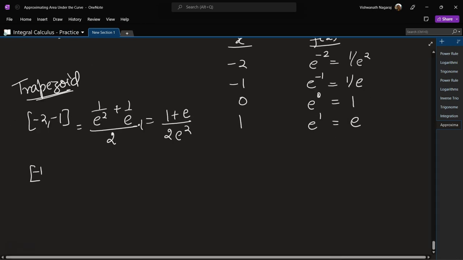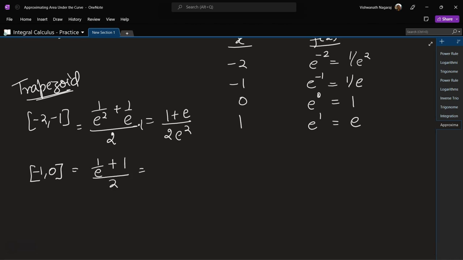Area in the interval -1 to 0 would be 1 by e plus 1 by 2, which gives us 1 plus e by 2e. Again, times 1 is there. From 0 to 1, this would be 1 plus e by 2. Okay, so we have these individual areas. Now let's add up all these.